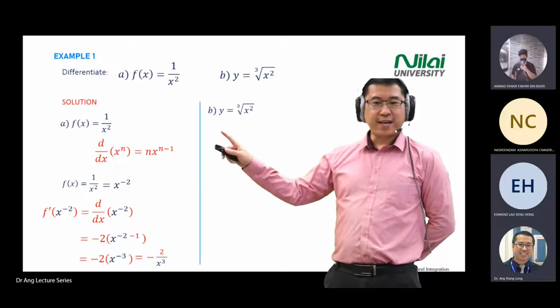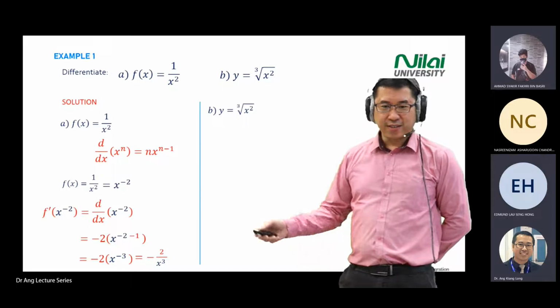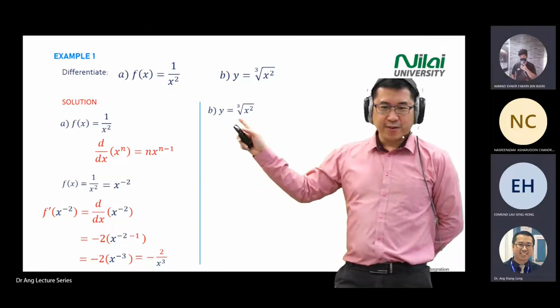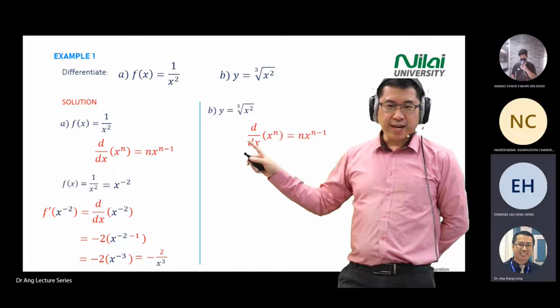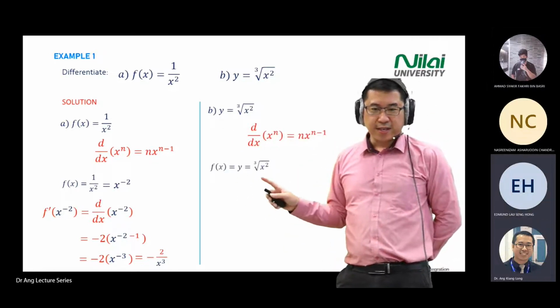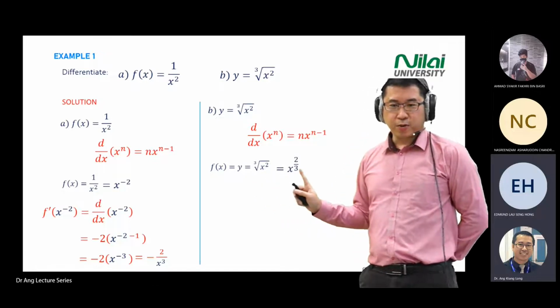Shakir, you want to try? How do you write this one? The power of 2 over 3. Correct. That one, Shakir, right? Yes, sir. Okay, good. Edmund, remember? So you can write this one in this form. This one equals to this one.